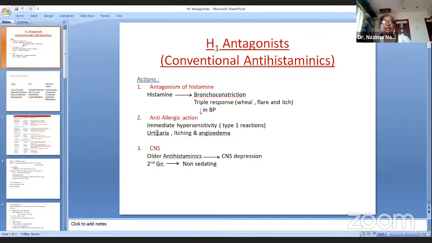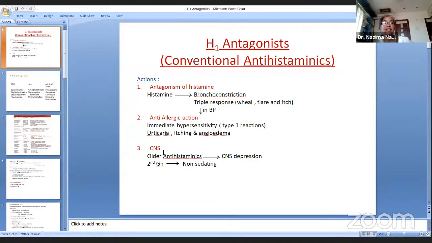These drugs suppress the immediate hypersensitivity reactions, or the type 1 reactions. They control the urticaria, itching, and angioedema, which are the symptoms that occur in type 1 reactions. So that is about the anti-allergic action.